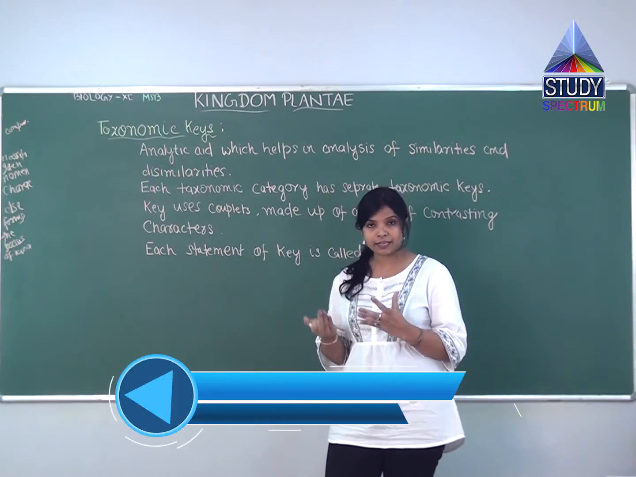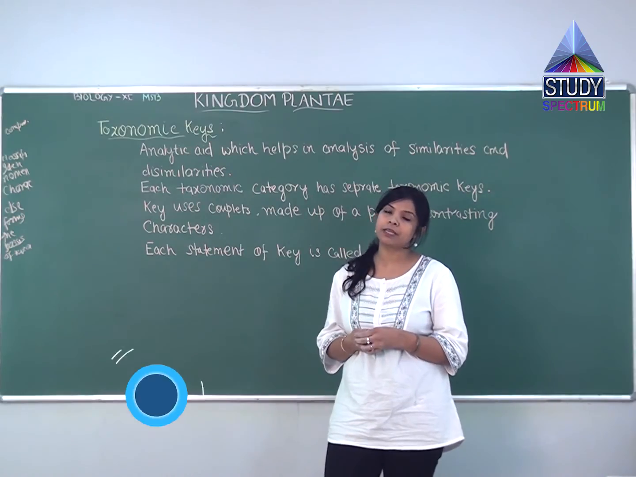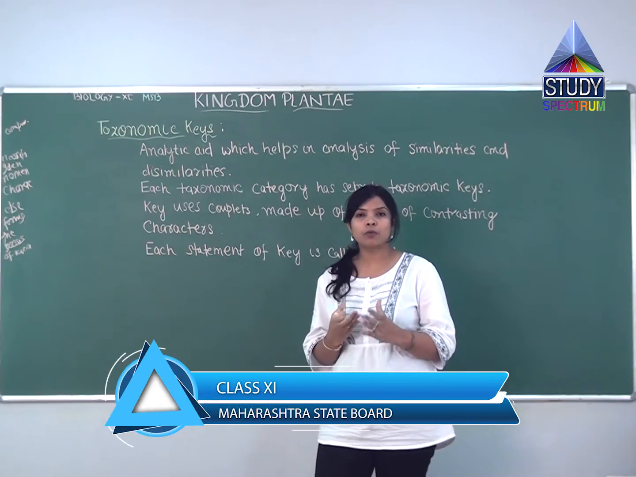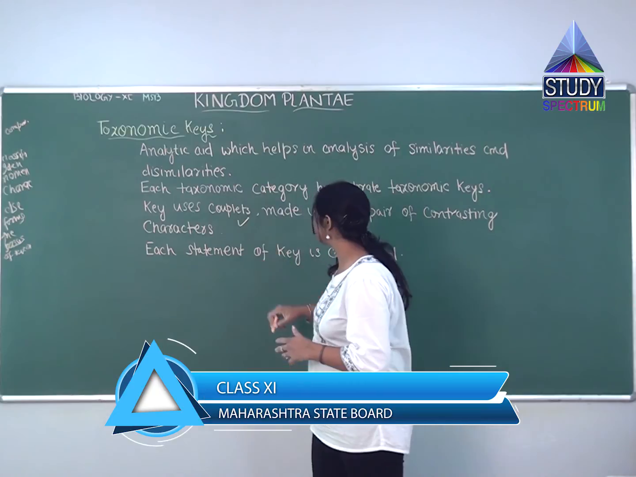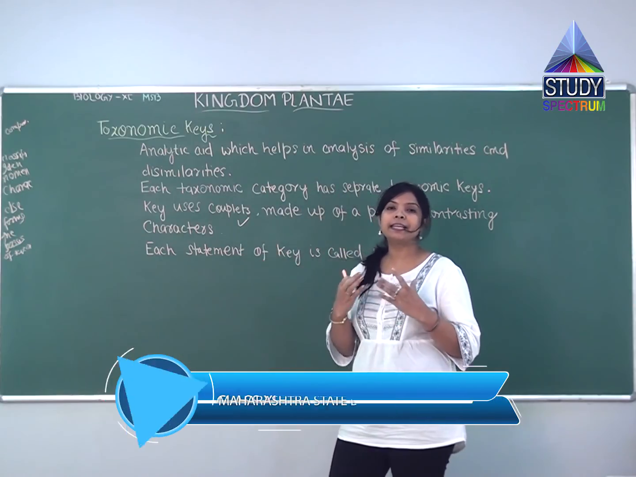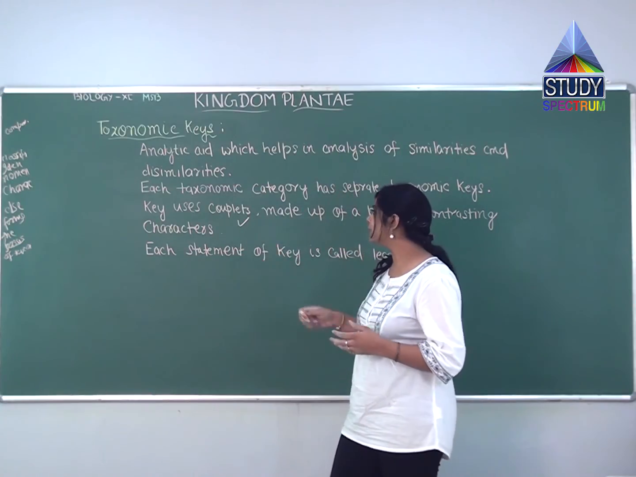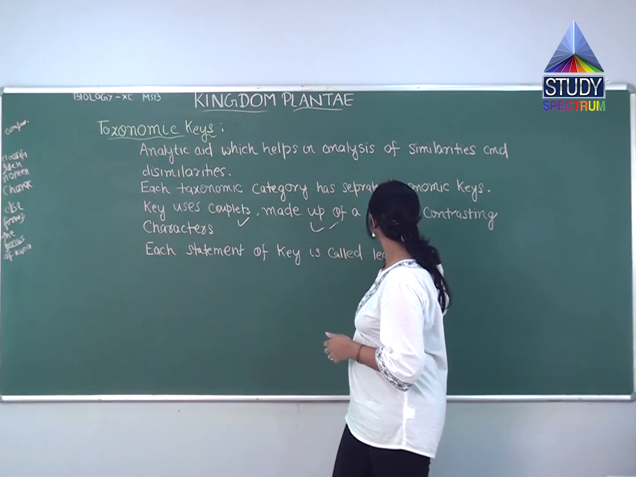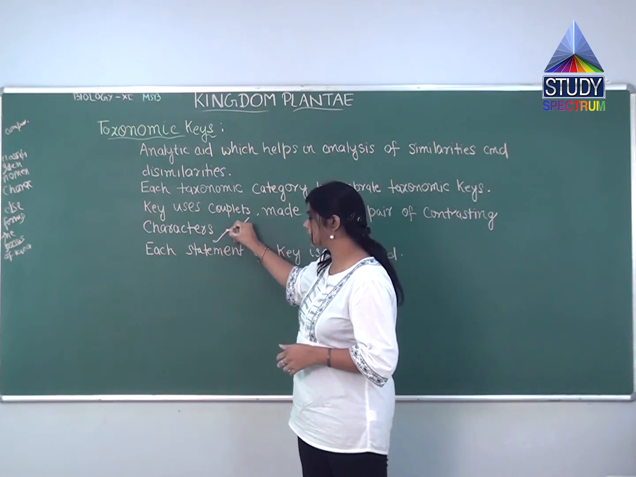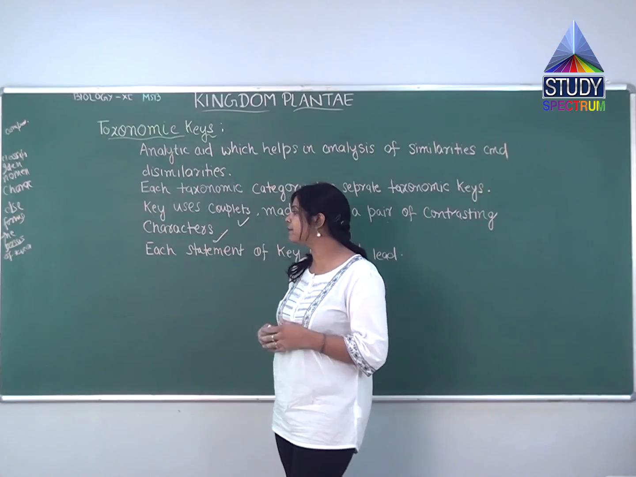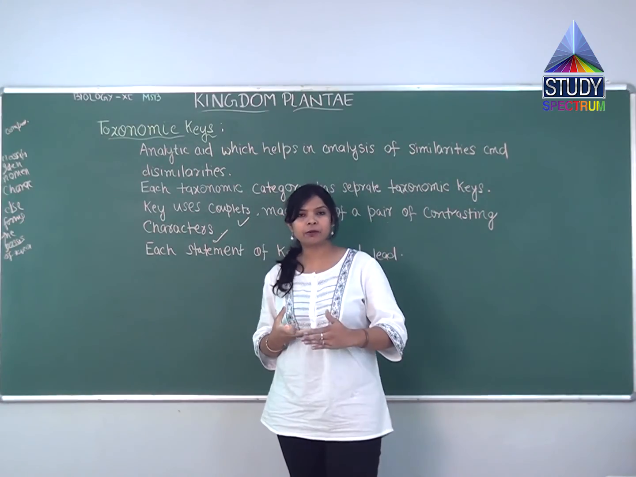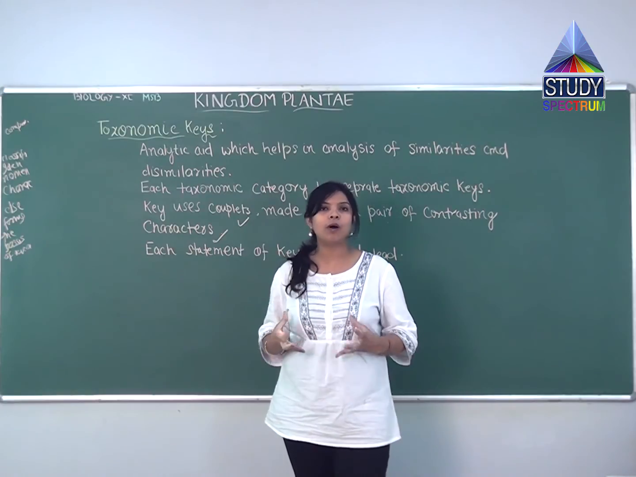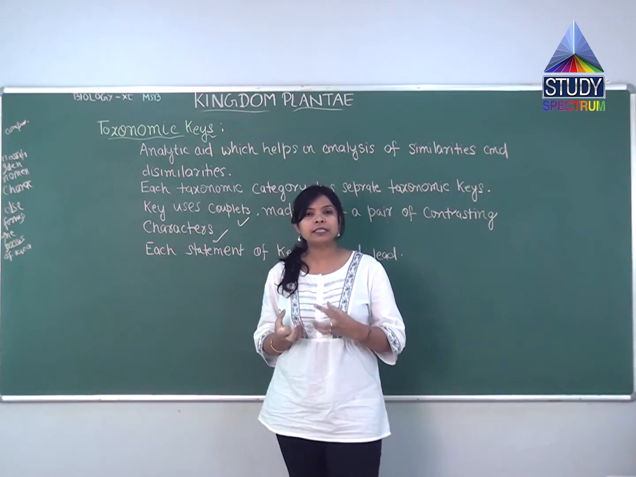Now the next question, secondary growth is absent in. The options are monocotyledons, dicotyledons, all angiosperms and gymnosperms. Actually, secondary growth is absent in monocotyledons. So the answer will be option A, monocotyledons. Why? Because in monocotyledons cambium is absent.